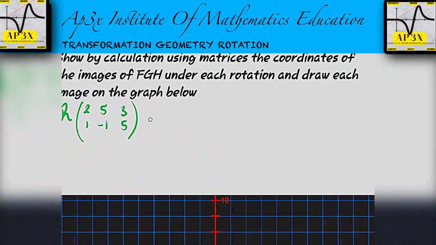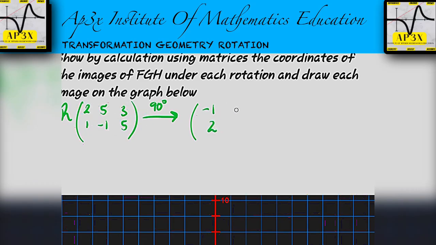Once I rotate this through 90 degrees anti-clockwise, then what's going to happen is that the points are going to flip and the y is going to change. So (2, 1) is going to become (-1, 2).